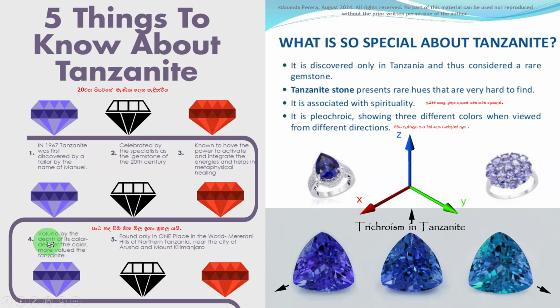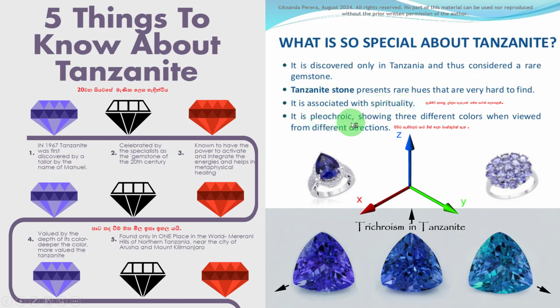Number 5, it is found only in one place in the world, Mererani Hills in northern Tanzania, near the city of Arusha and Mount Kilimanjaro. This is the place. Found only in this place, not any other place on earth. We can't find Tanzanite elsewhere. What is so special about Tanzanite? It is discovered only in Tanzania, thus considered a rare gemstone. Tanzanite presents rare hues that are very hard to find. It is associated with spirituality.